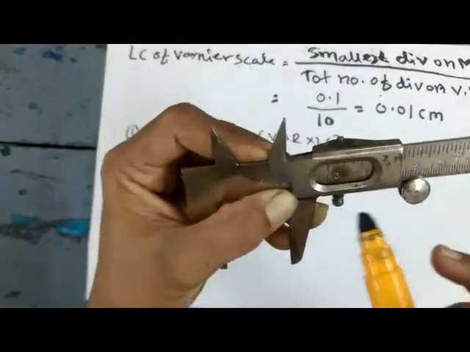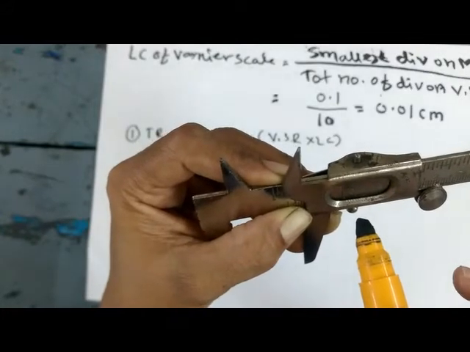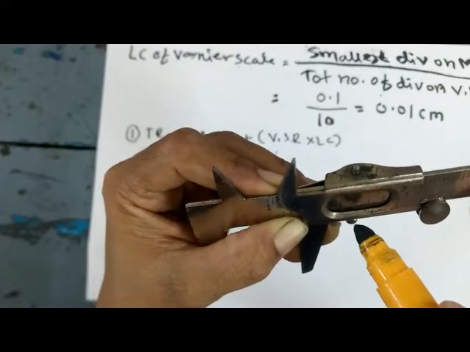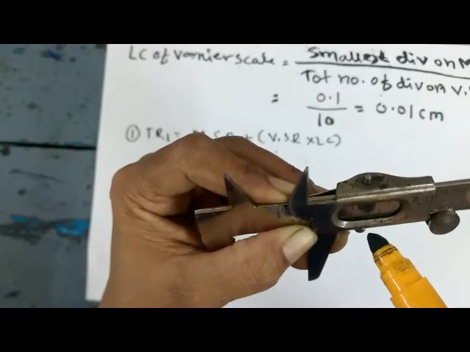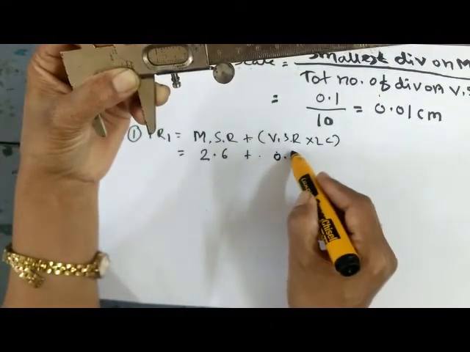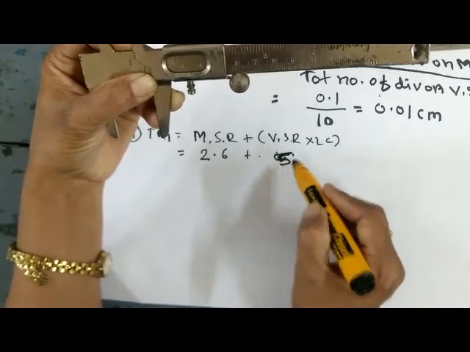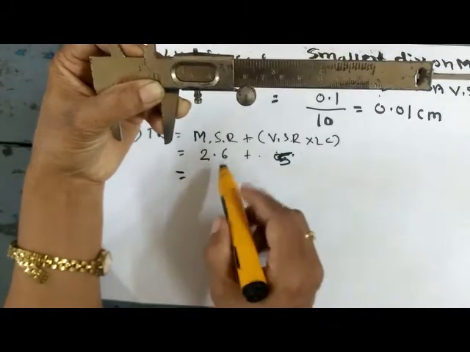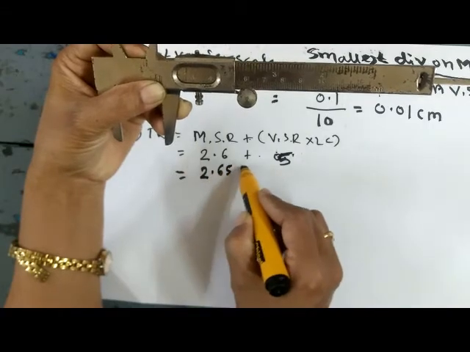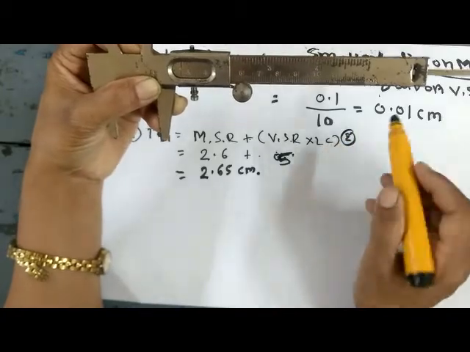Which of the remaining lines coincide exactly with the upper lines? In this case, the first, second, third, and fifth lines coincide exactly. So the VSR is 5, and the VSR cannot be a fraction. So the reading is 2.65 centimeter. Similarly, the second reading also.